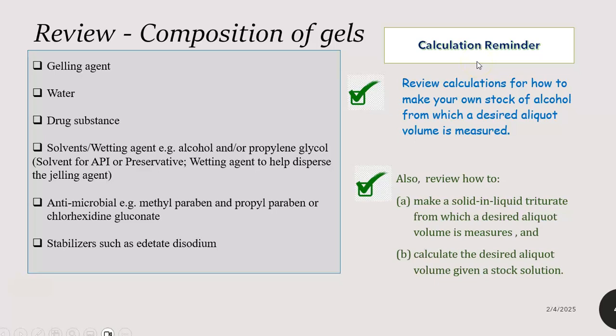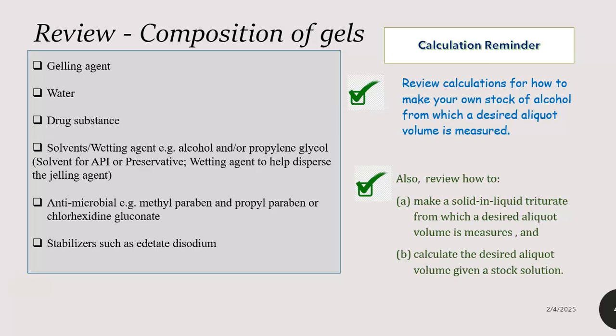Now, calculation alert. Some calculations may require you to make your own stock. For example, if the formulation called for 70% alcohol and we only have 90%, please review calculations for how to make your own stock of alcohol. I may very well do a video on that.